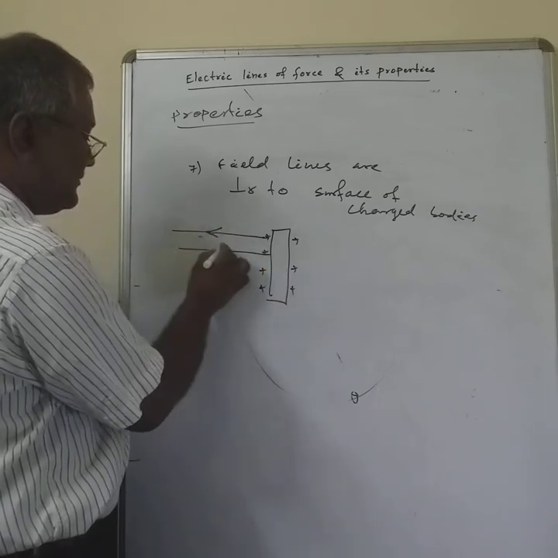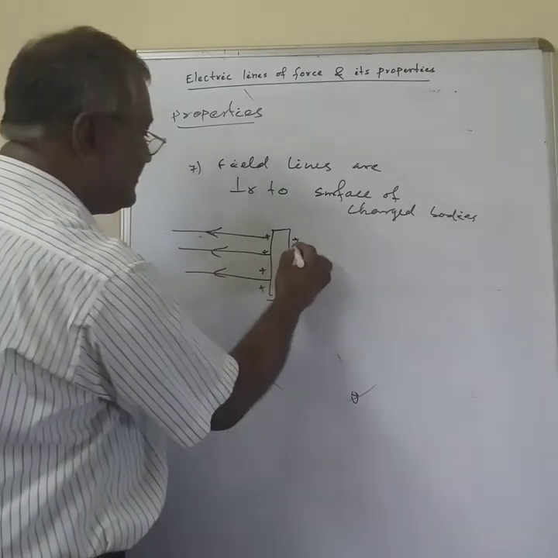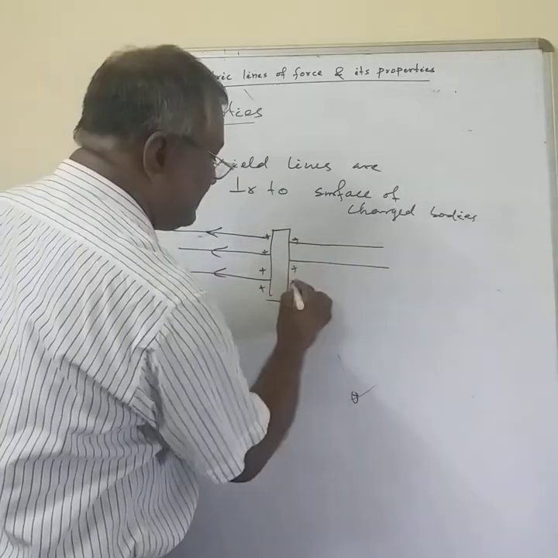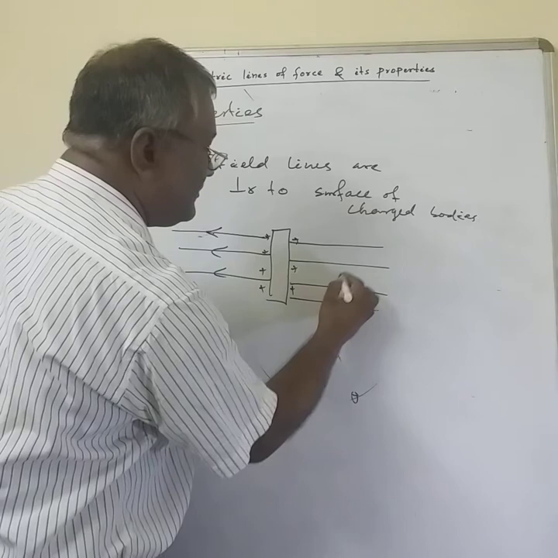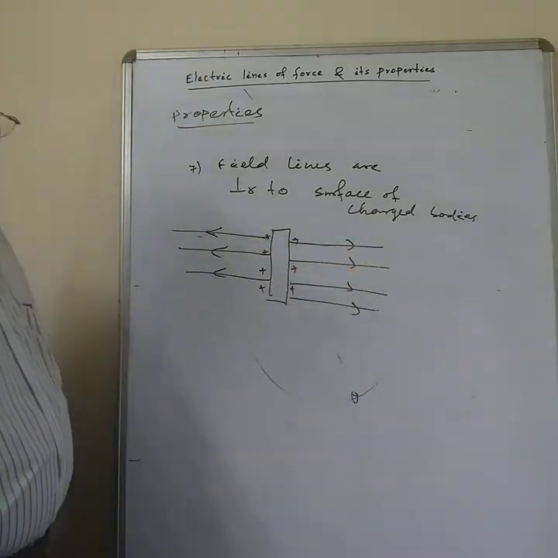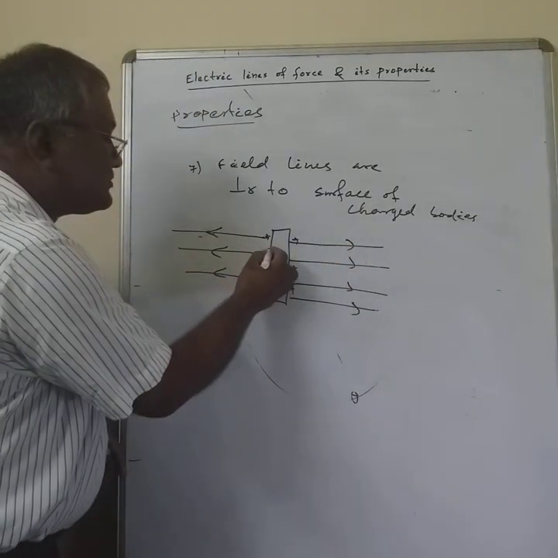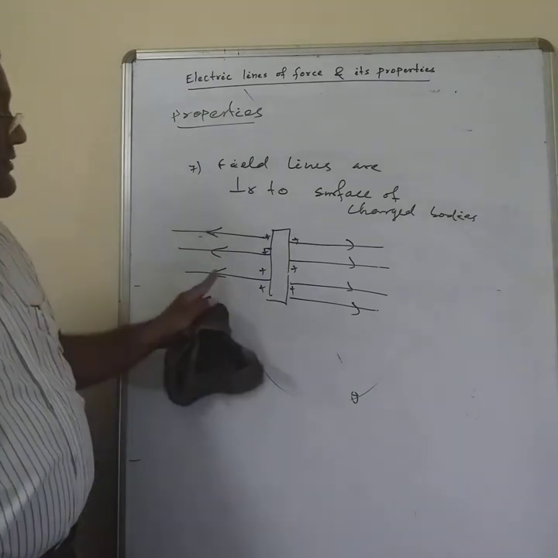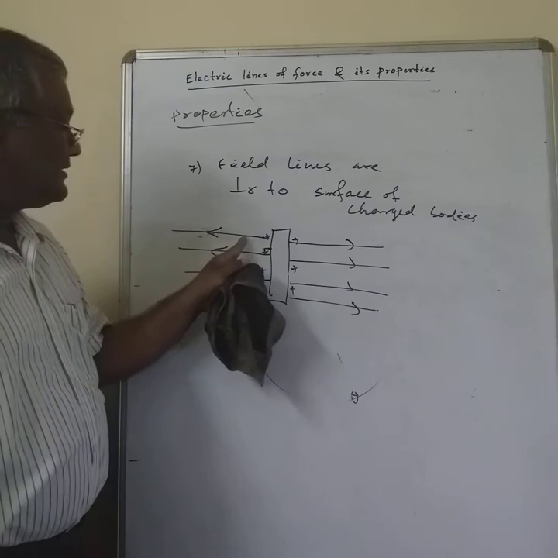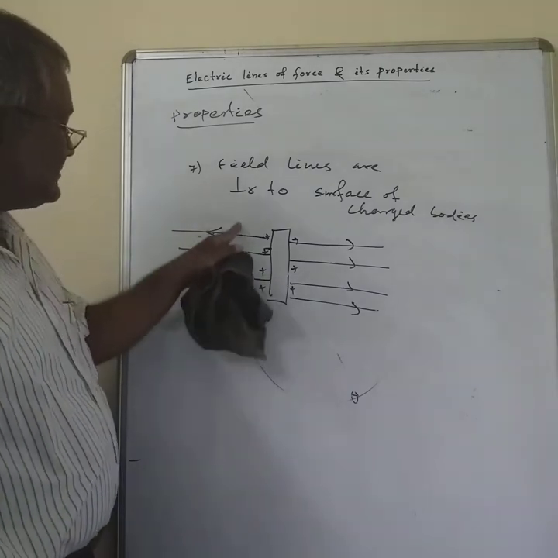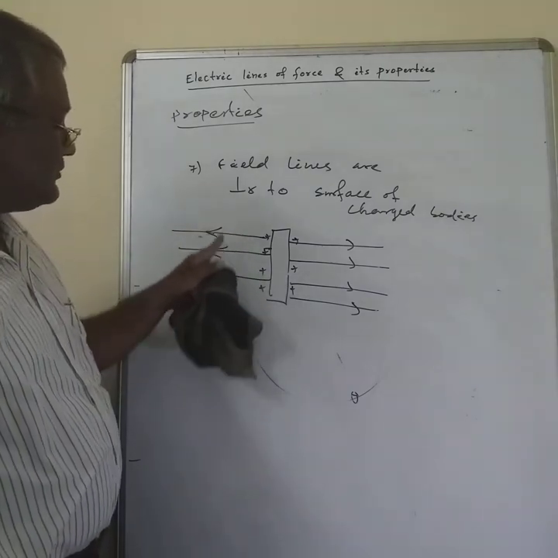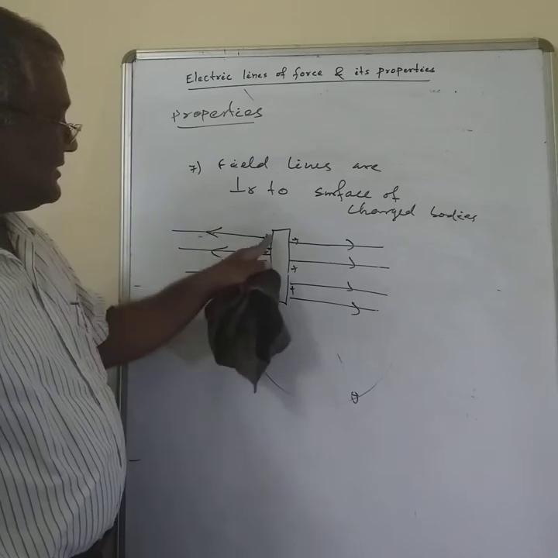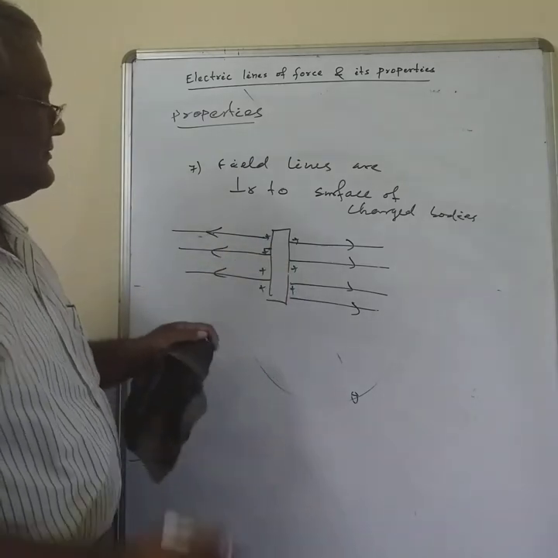These are perpendicular to the surface of the charged conductor. This is a very important point. It has to be remembered. Here the field is a uniform electric field, meaning parallel. The field lines are parallel to each other, and they are perpendicular to the charged body.